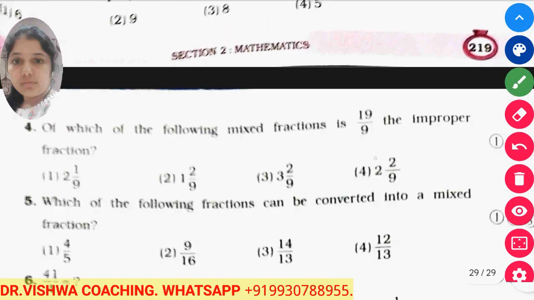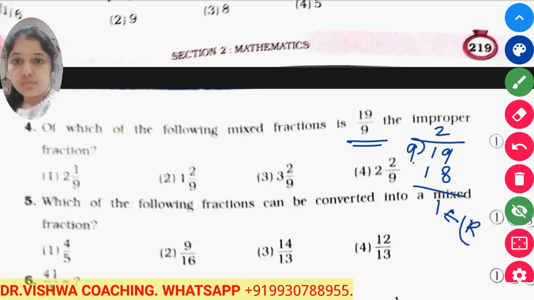Which of the following fractions is 19/9 an improper fraction? Now again divide 19 by 9 and you will get the answer. 9 2s are 18, 1 will be the remainder. The remainder is written at the numerator position, the quotient is written as the integral part, and 9 is written as the divisor.